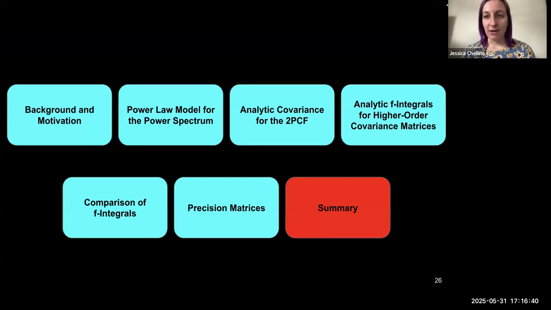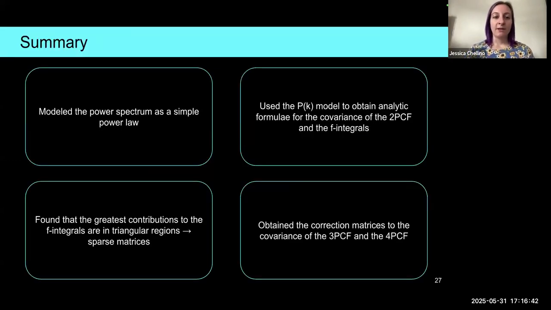Okay, and now I'd like to summarize. So first, I used a power law model to model the power spectrum. With this model, I was able to obtain the analytic covariance of the 2-point function as well as the analytic results for F integrals, which compose the higher order covariance matrices. I found that the F integrals have the greatest support when R prime and S can form a closed triangle, and this leads to sparse covariance matrices. And I also found that there's a small correction matrix that can account for the difference between my analytic matrices and the true matrices.